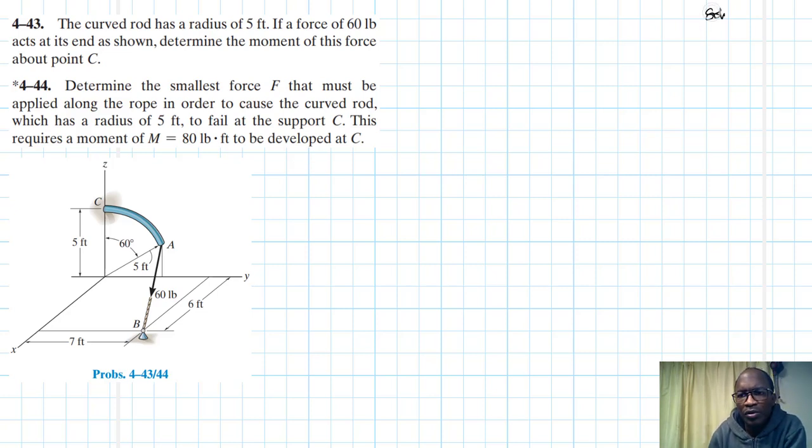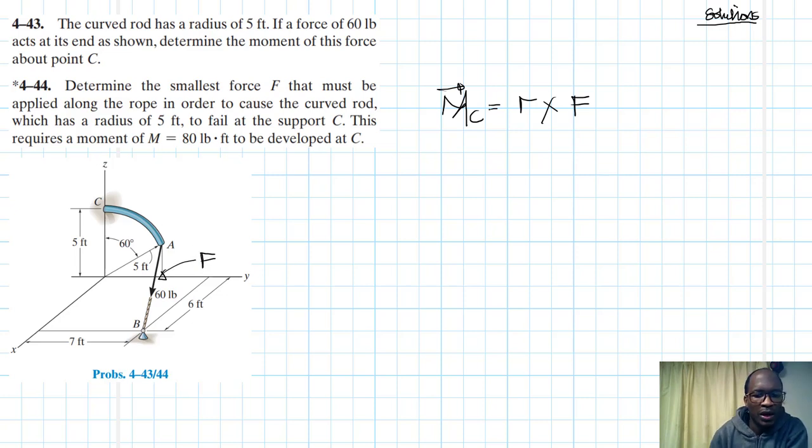This problem is coming from the Engineering Mechanics Statics textbook, 13th edition by R.C. Hibbeler. So we have case number 1 where I've been asked to find the moment about point C, and this is going to be equal to R cross F. So we have F here. This is the F.